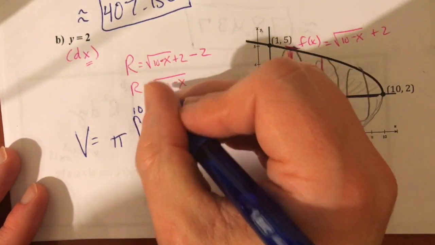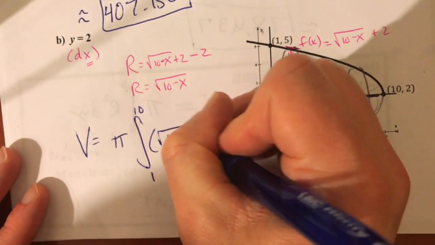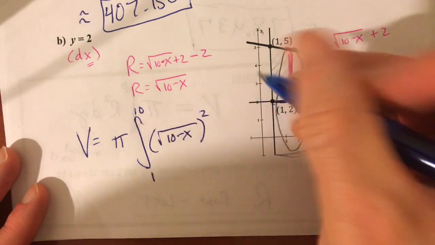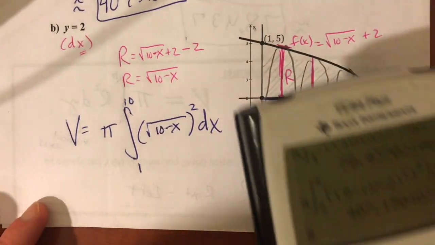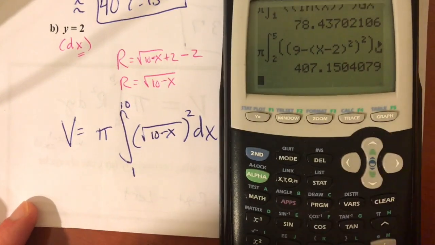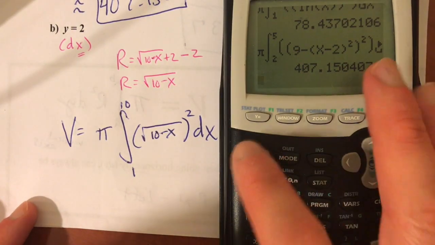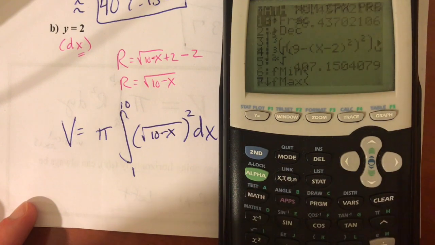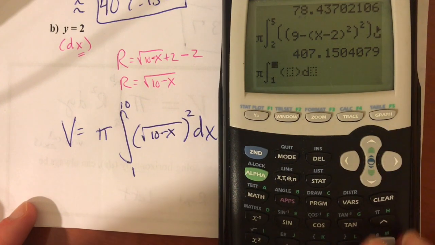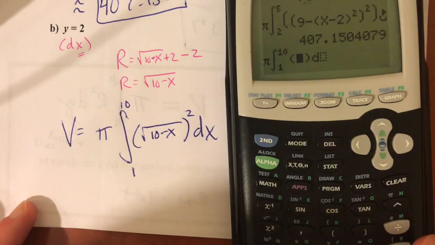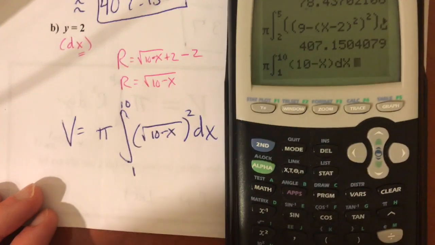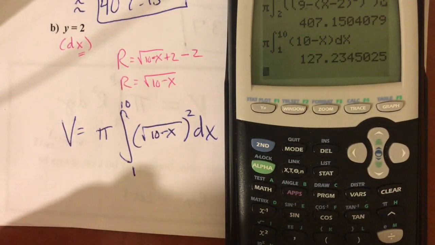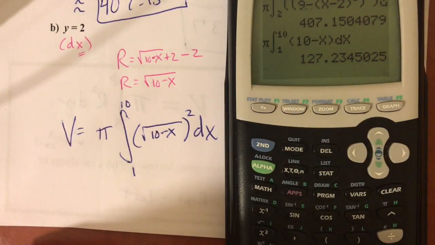pi r squared. So, I'm writing this out. It's root 10 minus x squared, but of course, that's just going to leave you with 10 minus x. So that's what I'm going to type in the calculator. Kind of nice. And here we go. Pi math 9, 1 to 10, 10 minus x, right? Because I squared that square root. So that's gone with respect to x. And there's our answer. Notice it's a lot smaller.